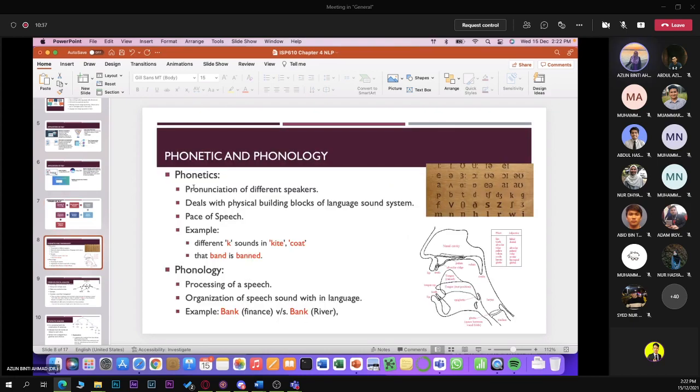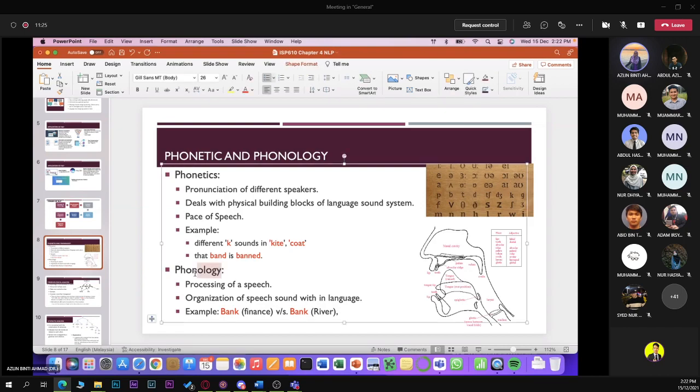Okay, let's look at the first one, phonetic and phonology. So the phonetic is about pronunciation. How are you going to pronounce the word? It will deal with physical building blocks of language and language sound system. Ini kalau siapa yang belajar linguistik ataupun you pernah masuk English classes yang professional classes tu, you will learn how to pronounce each words lah kan. So for example, K sound, kita boleh dengar lah the K sounds in kite and also code. Padahal untuk code tu tak ada T, tak ada K, but the sounds is like K, kan? And then the band is band.